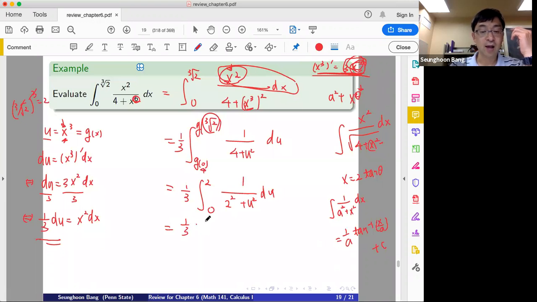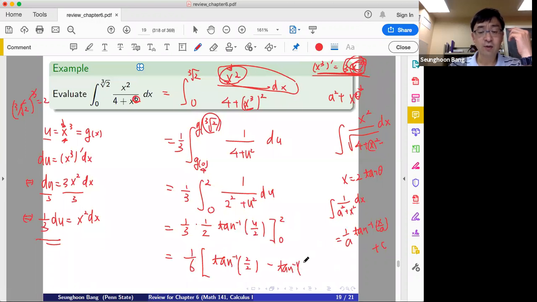Find the antiderivative: 1 over 2 times inverse tangent of u over 2 from 0 to 2. You have to keep 1 over 6. You can plug 2 into here. What's that? Inverse tangent of 2 over 2 minus inverse tangent of 0 over 2.